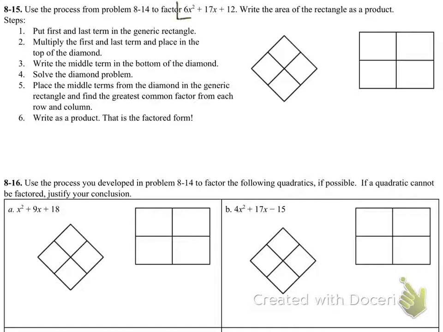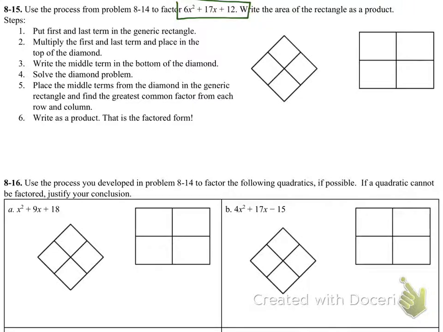Okay, so we have this crazy thing happening. We have 6x squared plus 17x plus 12. And we have to write the area of this as a product instead of as a sum. It's a sum right now. Remember, writing something as a product, that process is factoring. So here we go to factor.